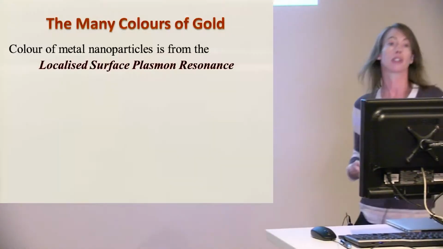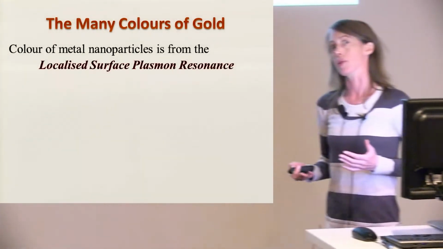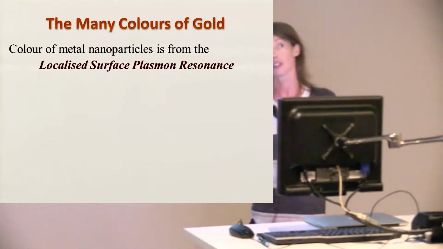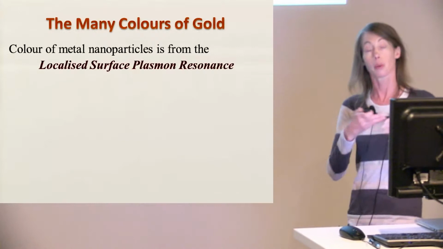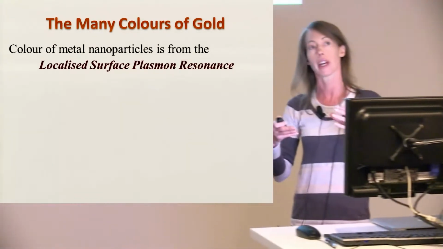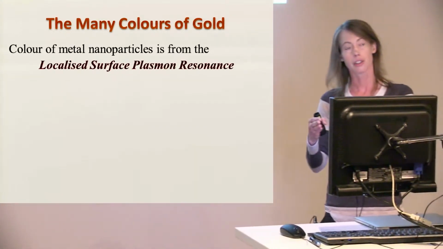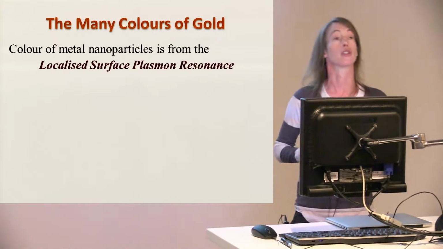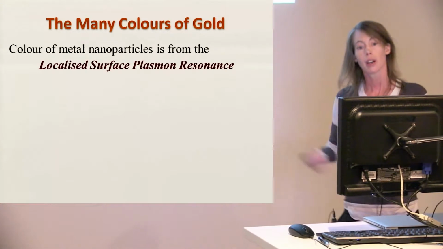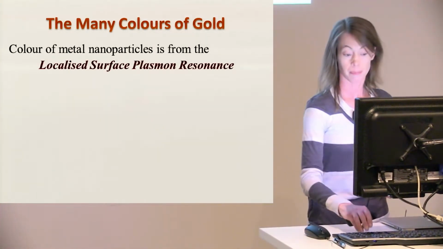So what's the colour actually from? And there are actually 2 regimes. If you get the gold clusters small enough, as I say, you get into areas where you have quantized states. And then if you move up from there and get them slightly bigger, then in that stage you see colour changes, but they're due to a different phenomenon. From about 10 nanometers upwards, the colour is due to the localized surface plasmon resonance.